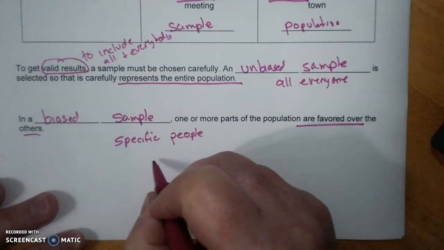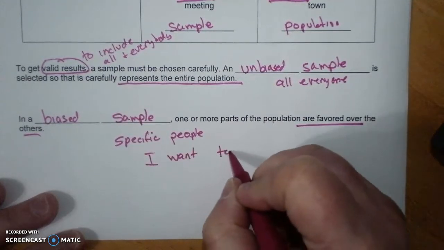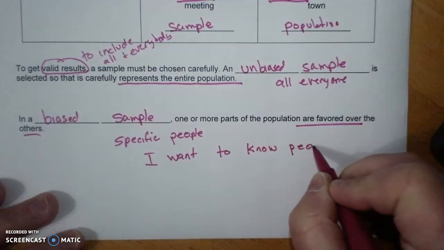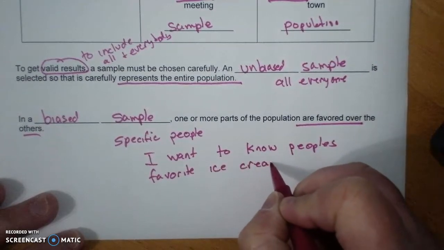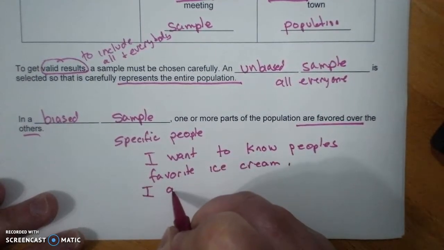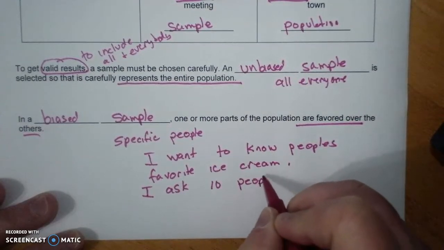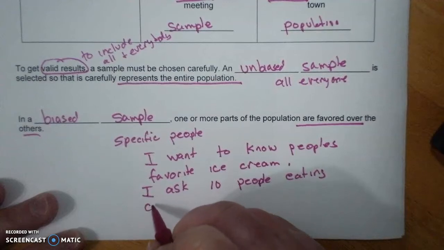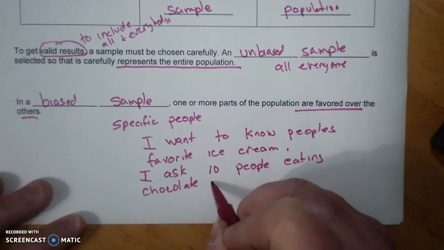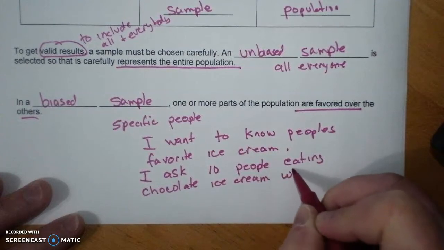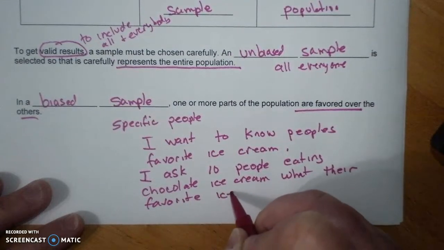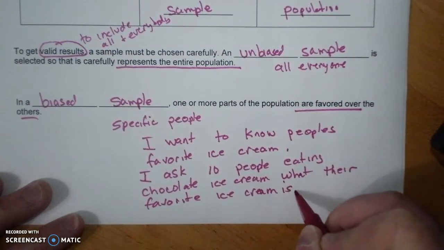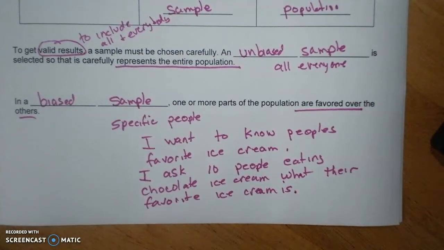So say I want to know people's favorite ice cream, and I ask 10 people eating chocolate ice cream what their favorite ice cream is. Pretty biased, because if they're eating chocolate, I bet they like chocolate. And I bet you I might get that their favorite ice cream is chocolate.